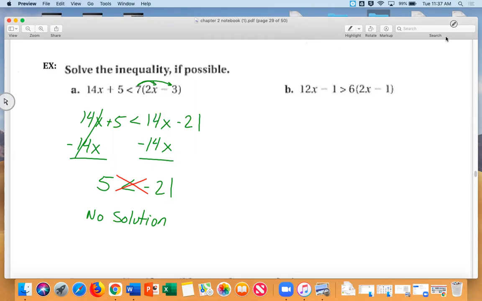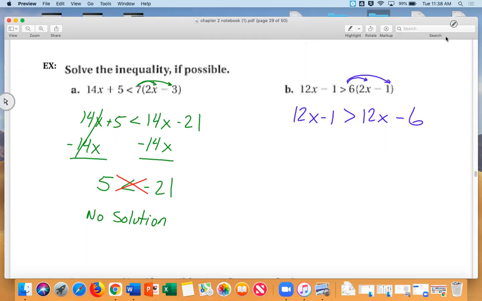All right. Grace, with B, where are your eyes drawn? When you look at problem number B, the parentheses, and that's where my eyes go again with this problem. My eyes typically go to the parentheses first because I want to get rid of them. They make my problem look harder. So I'm going to distribute that 6. So I have 12x minus 1 is greater than 6 times 2 is 12x minus 6. Are you with me on that, Grace?